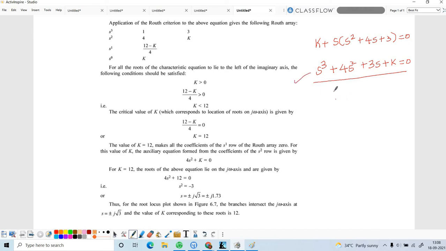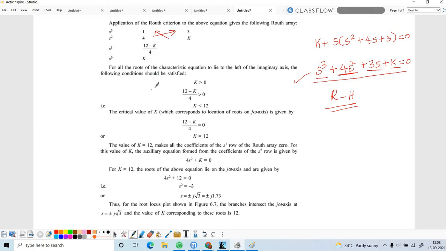I am going to apply the Routh criterion. So put s cube, s square, s power 1, s power 0. First put the odd values 1 and 3, then put the even values 4, then k. Cross multiply here: 12 minus k by 4, and k.